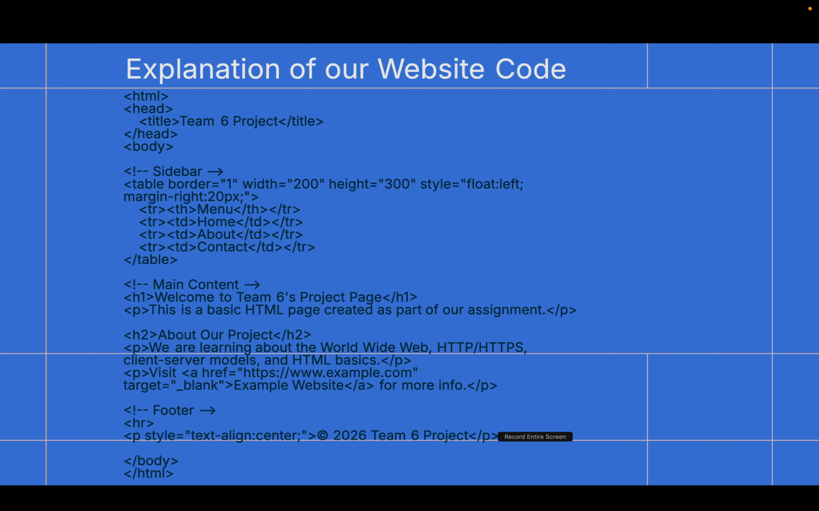Here, we show the HTML code used to build our web page. The code includes a sidebar menu created using tables, main content, headings, paragraphs, and hyperlinks that open securely in a new browser tab. The footer section displays project information at the bottom of the page. When opened in a browser, this code displays the web page structure we designed.